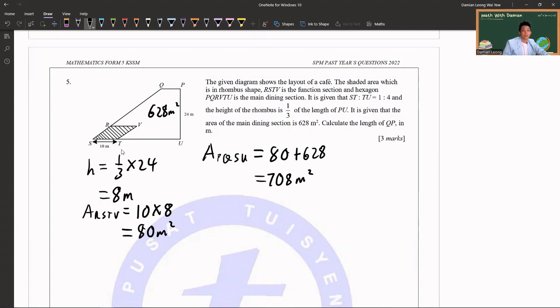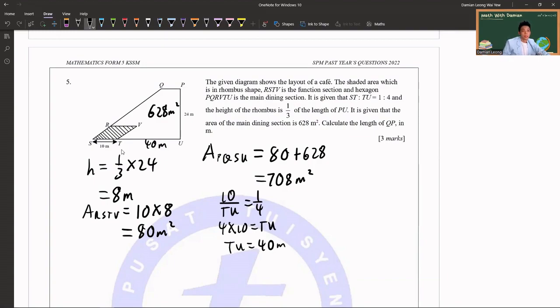ST to TU is 1 to 4, means ST over the length of TU is 1 over 4, same as the ratio. We can convert the ratio to a fraction. 4 times 10 equals TU. I just cross multiply. TU is 40. 40 meters here.